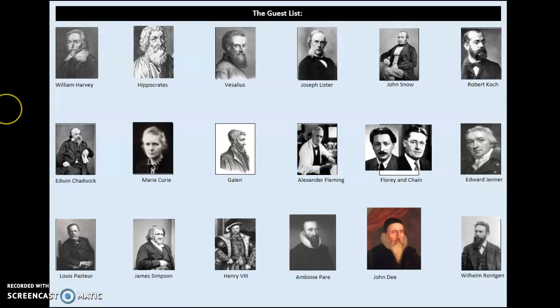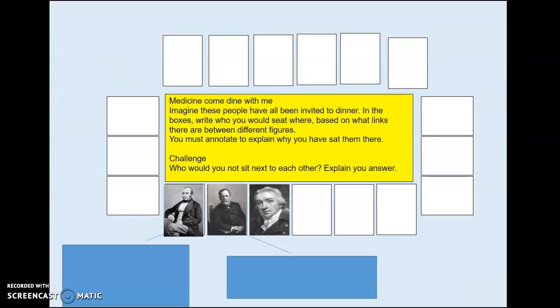So a range of different people that we've looked at, or some that we are going to look at in our medicine unit. Today's main task is Medicine Come Dine With Me. I want you to imagine these people on the previous slide have been invited to dinner. In the boxes here, I would like you to write who you would seat where. So where would you place them if you were to make a table plan, based on what links there are between the different figures. I want you to make sure you annotate to explain why you've sat them in their particular places.